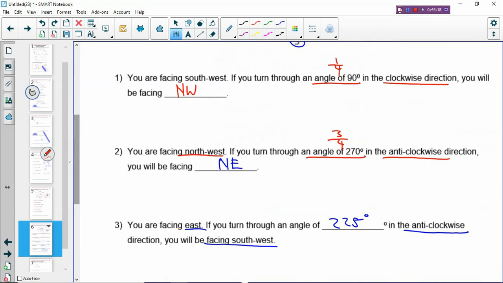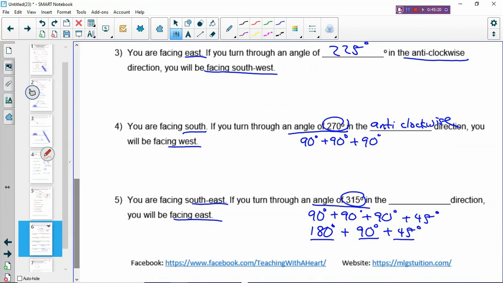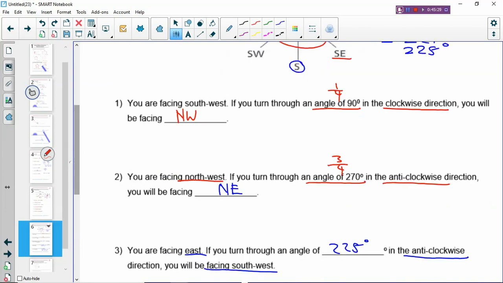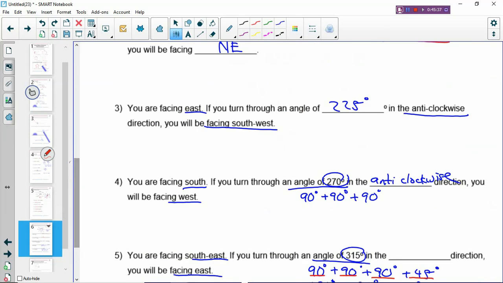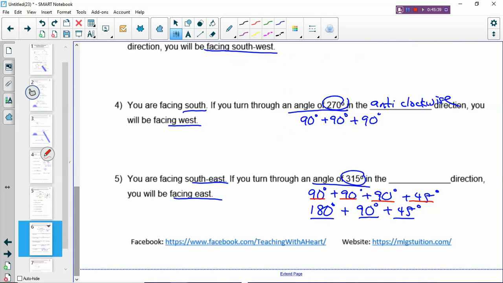And if you look at the simple numbers that you have written, can you see 90, 90, 90, and 45? So when you turn in this manner, then what happened? Then you will face the east direction. All right. So which direction must you turn? That is clockwise. So you need to turn in the clockwise direction. Okay, all right. Okay, now let's go on to the last page.